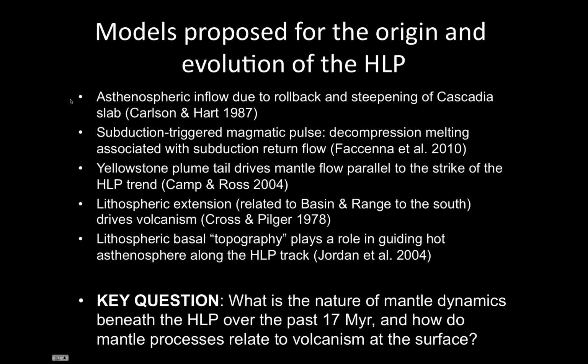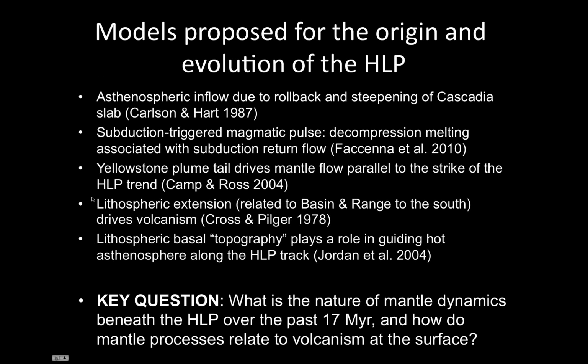It has been suggested that the melting might be triggered by asthenospheric inflow due to the rollback and steepening of the Cascadia slab. A fairly closely related model was suggested last year by Fucena and others, what they called subduction-triggered magmatic pulses. Basically, you get decompression melting associated with subduction return flow. It's also been suggested that the High Lava Plains is associated with the Yellowstone plume tail, that the plume tail might be driving mantle flow parallel to the strike of the HLP trend.